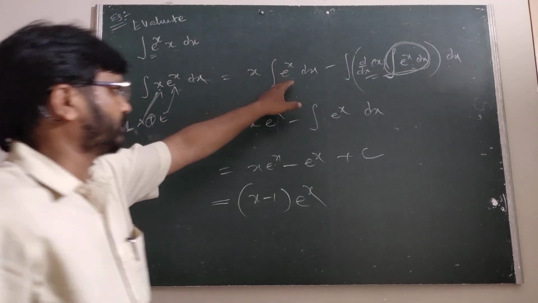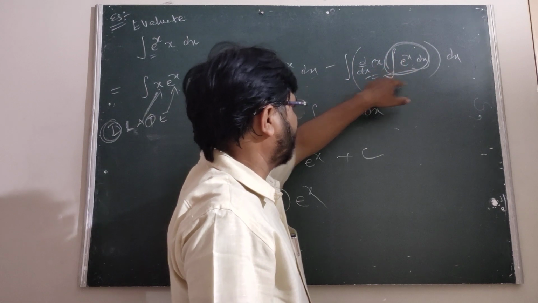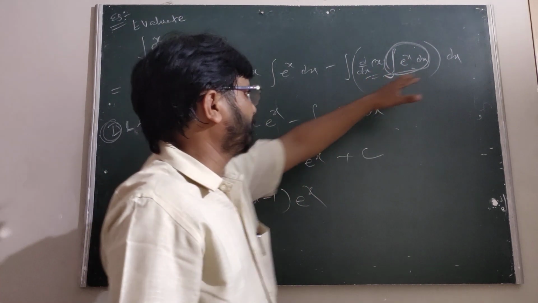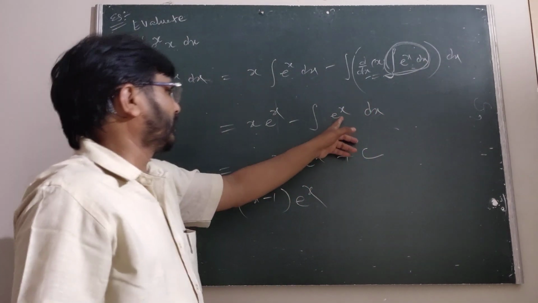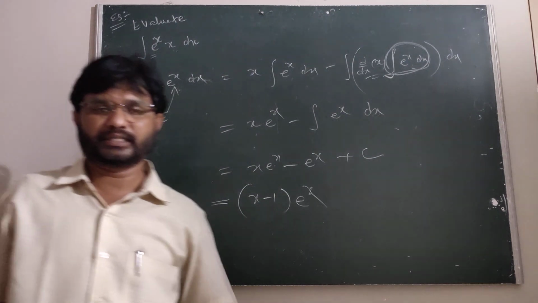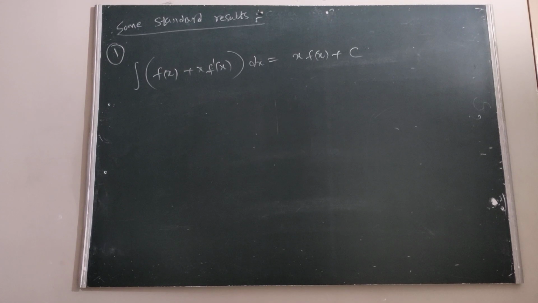First into the integral of the second, minus the integral of the derivative of the first into the integral of the second. The derivative of x is 1. The integral of e power x is e power x. Then you get dx again. Therefore the integral of e power x is e power x. This is the method of integration by parts. Is it okay?